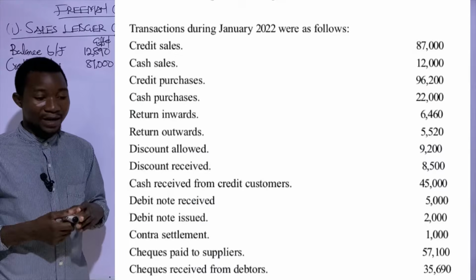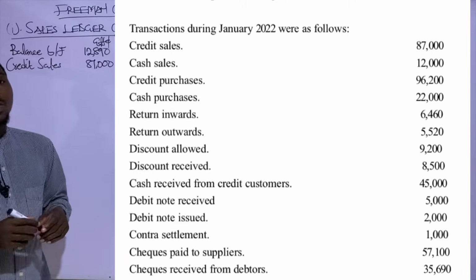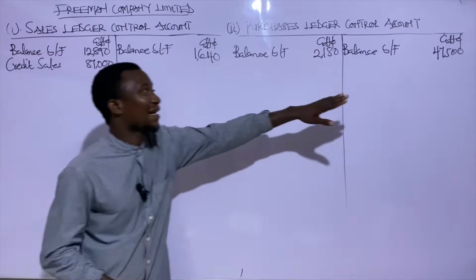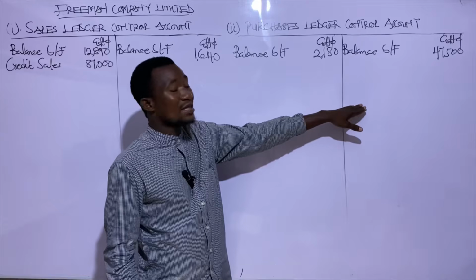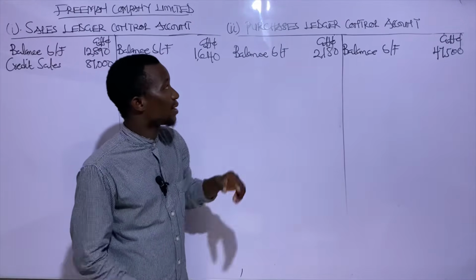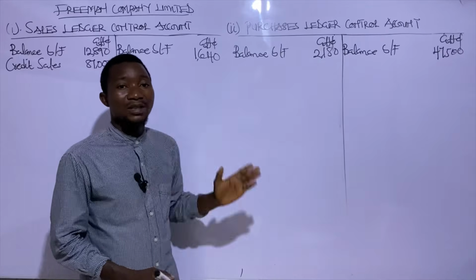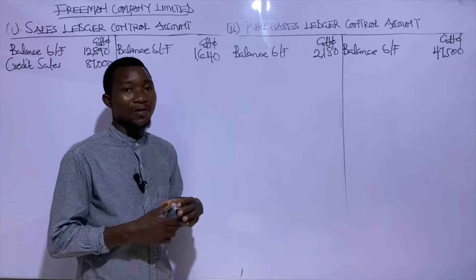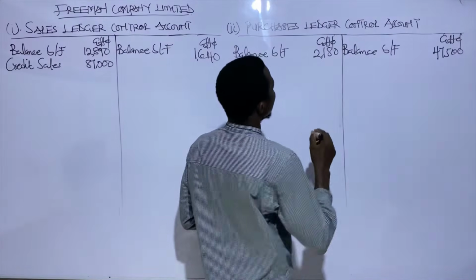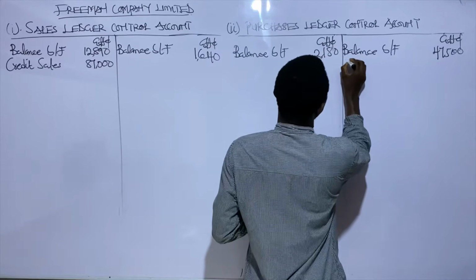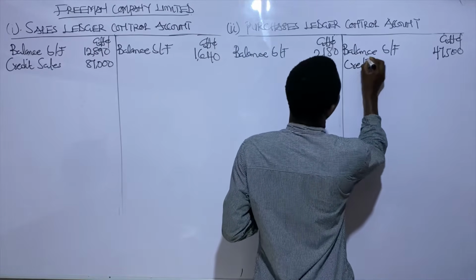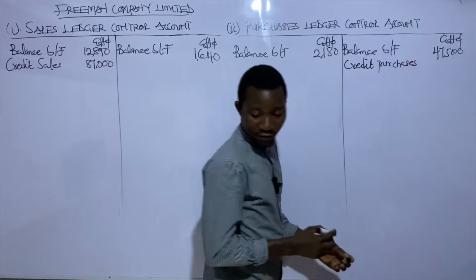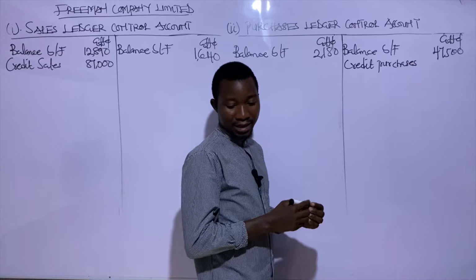The next item is credit purchases, 96,200. Credit purchases will be recorded at the credit side of the purchases ledger. Have it at the back of your mind that this account is the creditors account. So what is the double entry for credit purchases? We credit the supplier or the creditor and debit our purchases. So we come to the purchases ledger and record a credit purchases, and the amount from the question is 96,200.